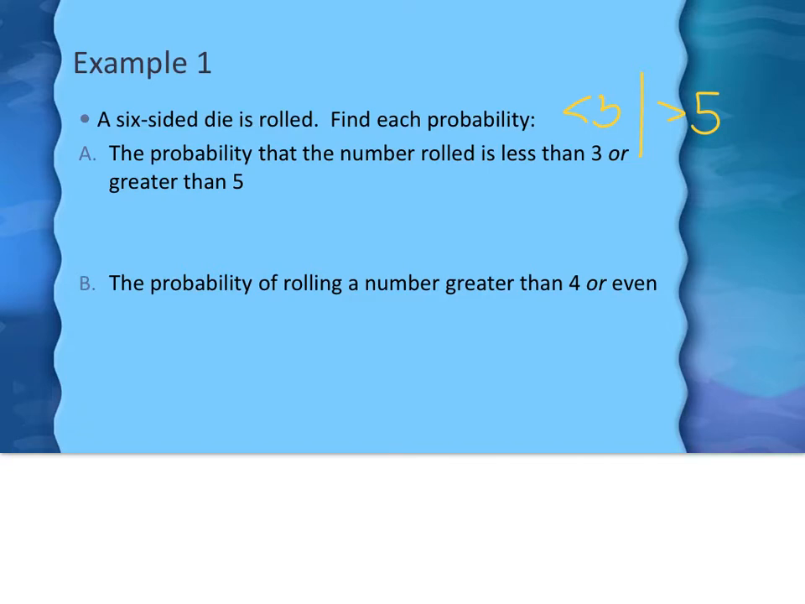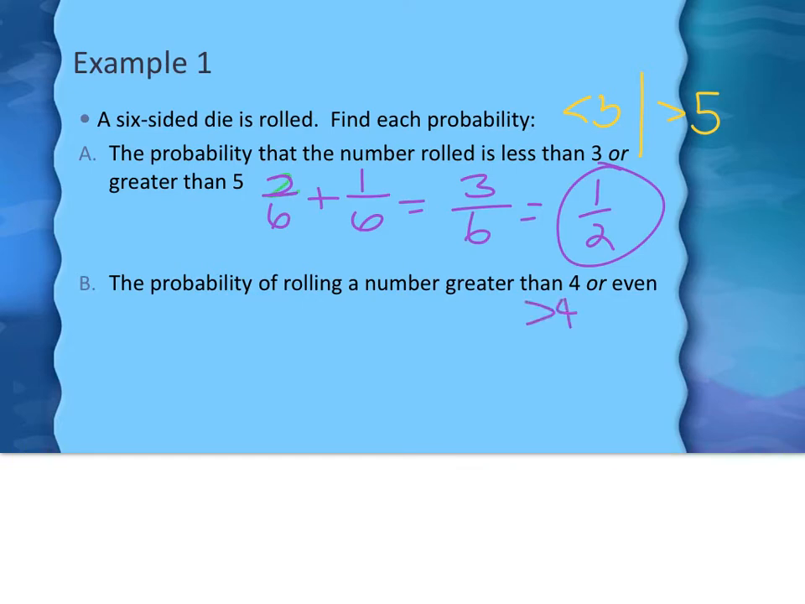Make sense? So I want to find the probability that it's less than 3. How do I do that? Or what would that be? 2 out of 6. And the probability that it's greater than 5 would be 1 out of 6, which is 3 out of 6, or 1/2. Okay? Or 0.5 or 50%, depending on what it's looking for. Good so far?